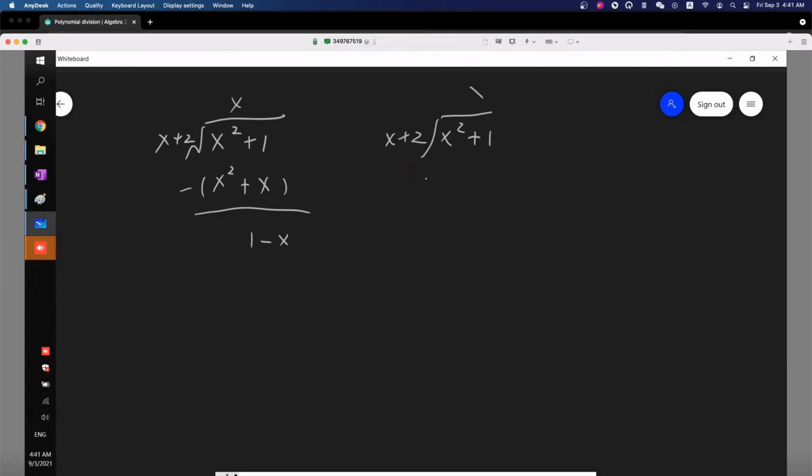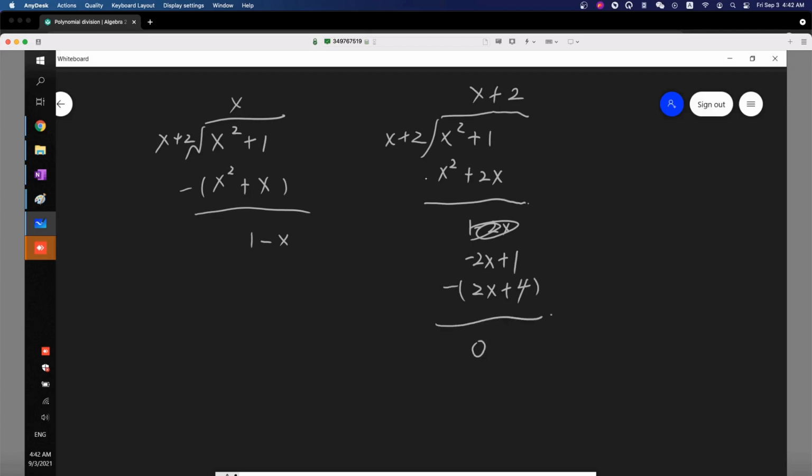Again, I put the x into x, so I get x squared plus 2x. This time the x squared cancels out. What we got is 1 minus 2x. And if we think about it again, we could rewrite that as negative 2x plus 1. Okay, for now I'll just add another 2 to it. So we will get 2x plus 4. And remember, we're going to subtract the whole thing. So for this case, what we got is 0.